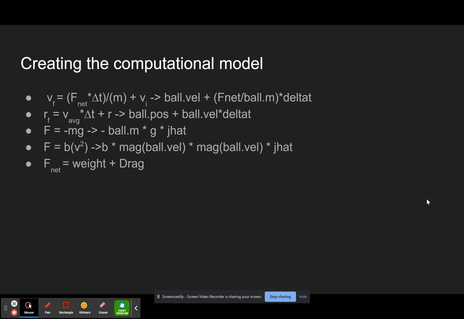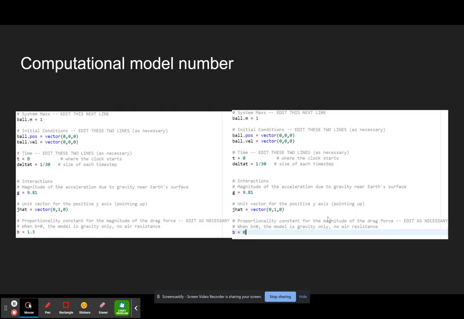So now we have creating the computational model. As you can see, similar to the last lab, we transferred over VF, RF, and regular F over. Regular F is negative here because we've decided that the axis is such that going down is the negative y direction. And then, of course, the drag equation is such that you can't multiply a vector by itself, so we multiply the two magnitudes of the vector by themselves together, and then multiply that by the directional vector of 0, 1, 0. And then the total force is just the weight going down plus the drag going up.